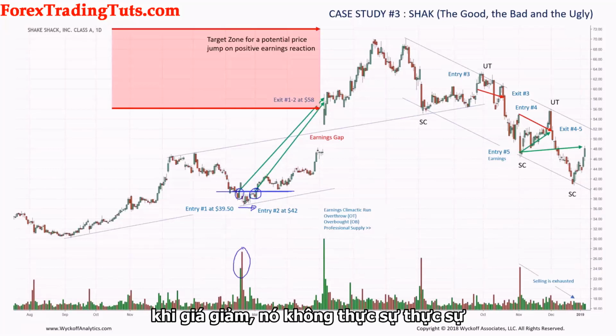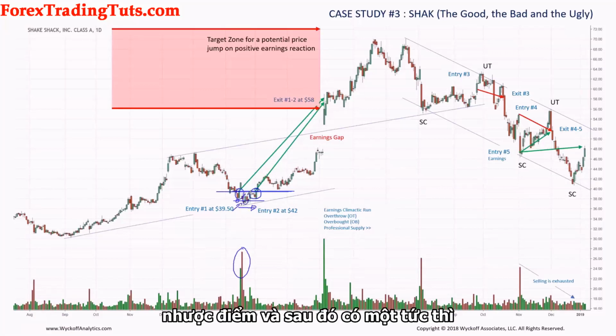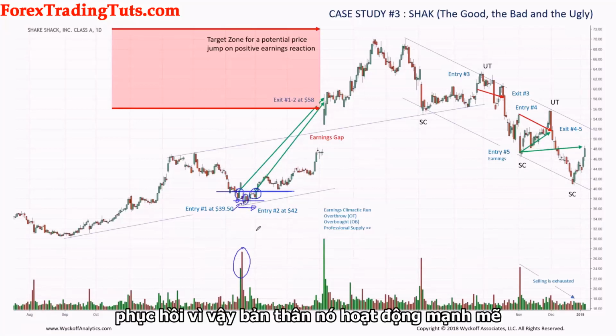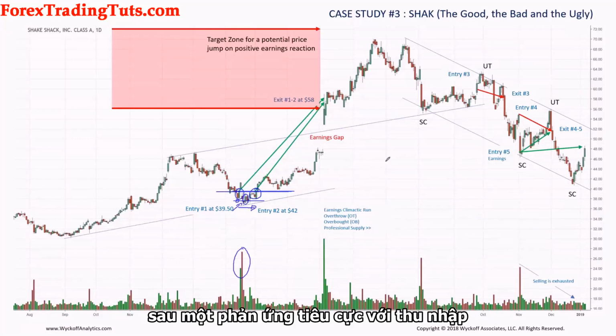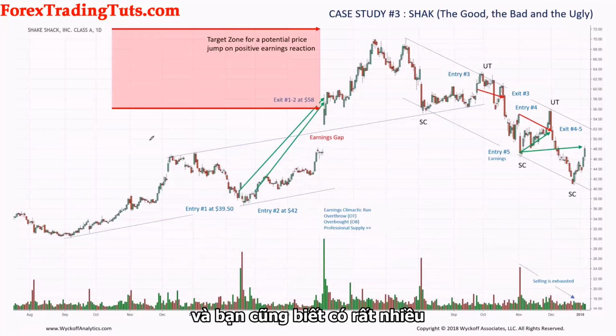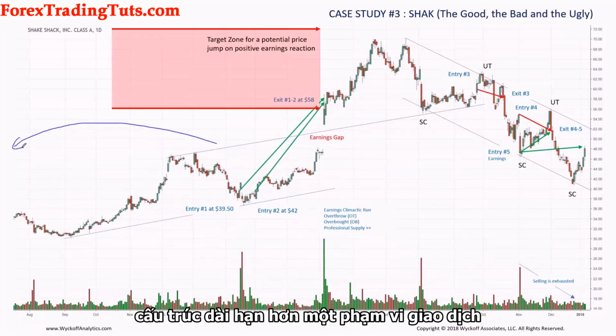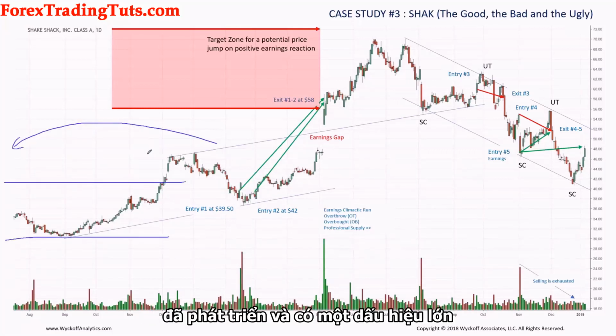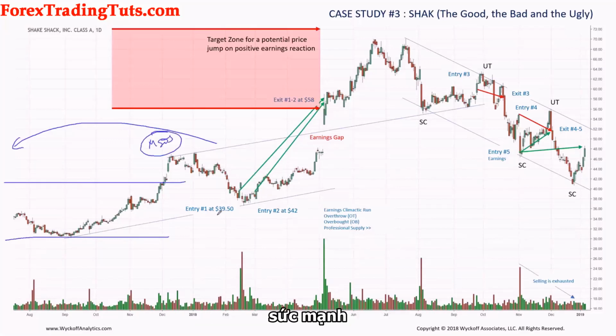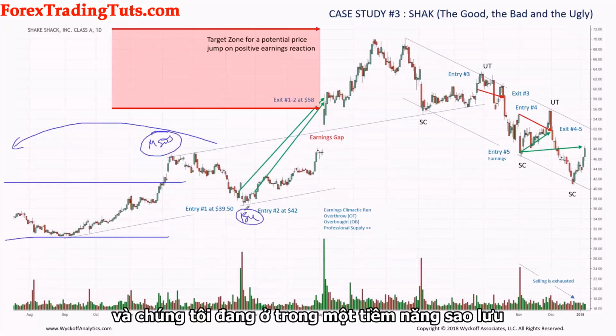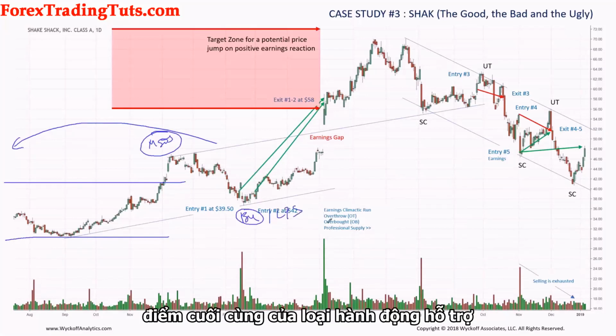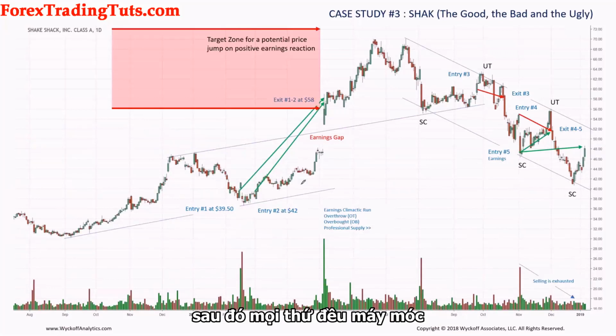As the price gaps down, it doesn't really go that much below the low. There is only one bar that commits to the downside, and then there is an instant recovery. So by itself, it acts strong after a negative reaction to earnings. And also, there is a much longer term structure, a trading range that has developed and had a major sign of strength, and we are in the potential backing up to the last point of support type of action. After that, everything is mechanical, kind of easy.